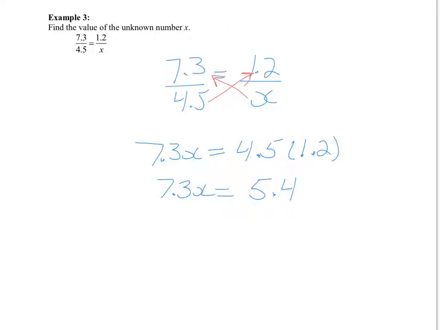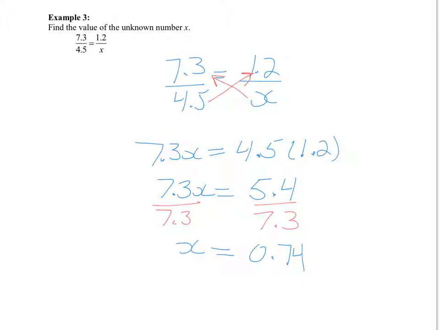Now we know we have to divide both sides by whatever is attached to x. 7.3 is attached to x, so we divide both sides by 7.3, and when we divide these, they disappear, and we're just left with x. And then 5.4 divided by 7.3 gives us, if you do it on your calculator, 0.74. Okay? So again, it's okay to use your calculator.